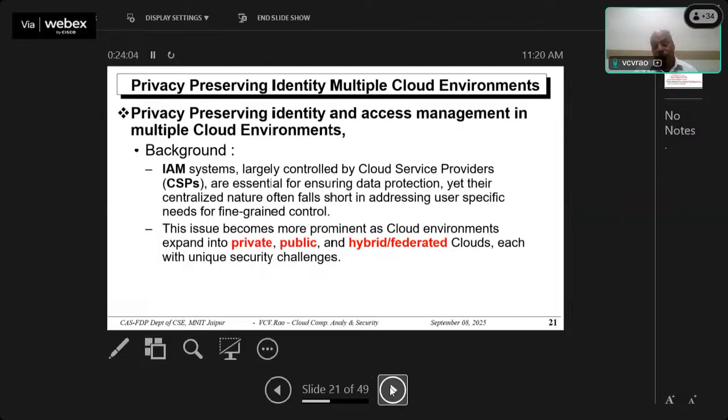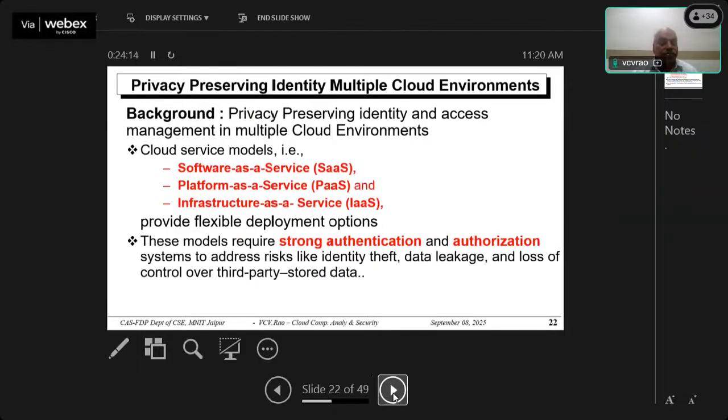In the past, we had more federated clouds. Later, hybrid clouds started. Now people are more worried about privacy preserving in this kind of clouds actually. We did not discuss much, but we know very well about these services. But these services were not discussed with strong authentication and authorization, normally to address various risks.